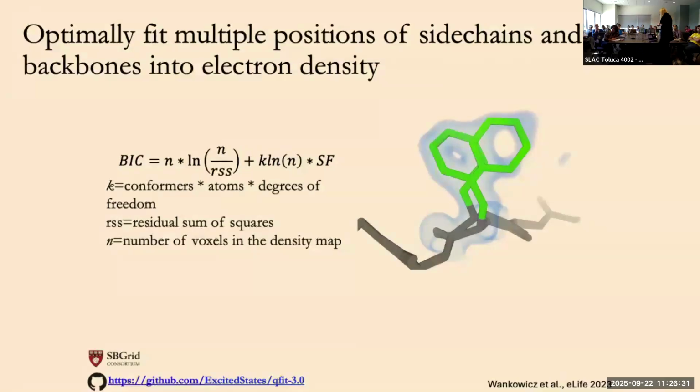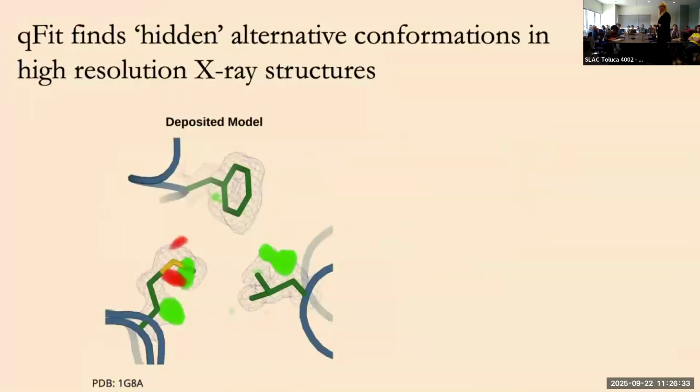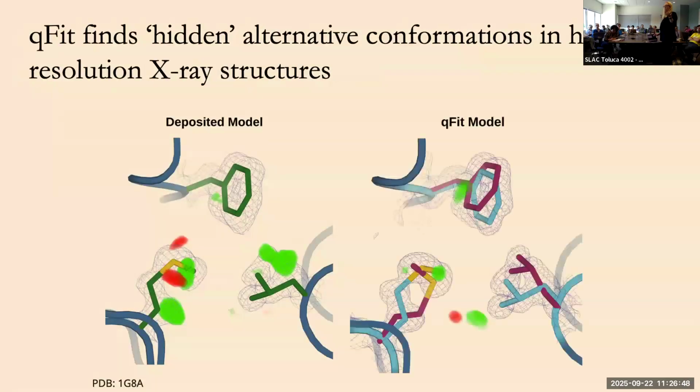So, just examples of what we're able to find. A large part of what my lab does is say, hey, how can we go back into the PDB and fit a lot of this information better? We can find these hidden alternative conformations that in a deposited model oftentimes are not modeled.